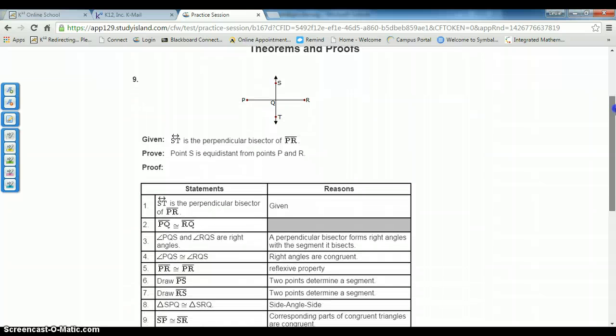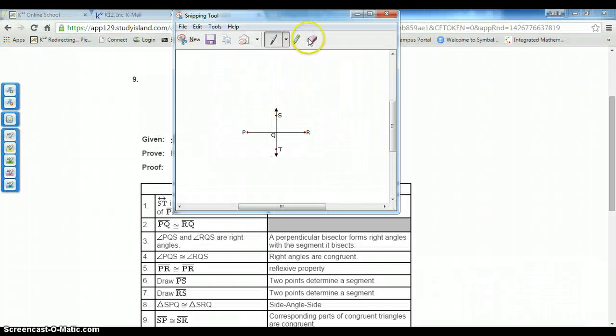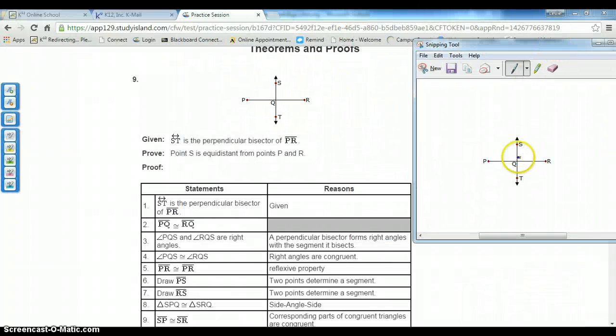Alrighty, theorems and proofs. Okay, here we go. So now we have ST is the perpendicular bisector of PR. So since it's perpendicular, what do we know about that? Perpendicular means this is a right angle. Okay, so now they're saying, and it's a bisector.